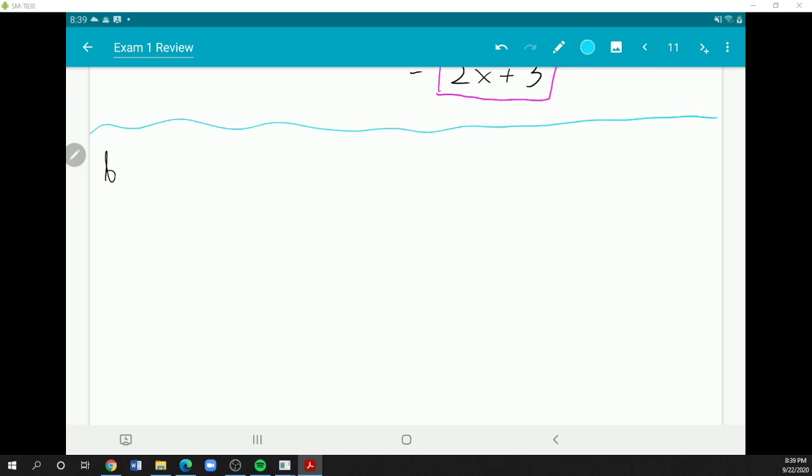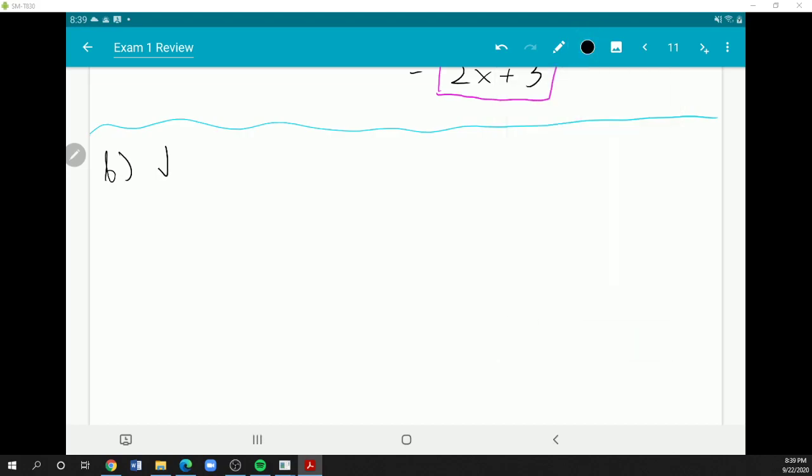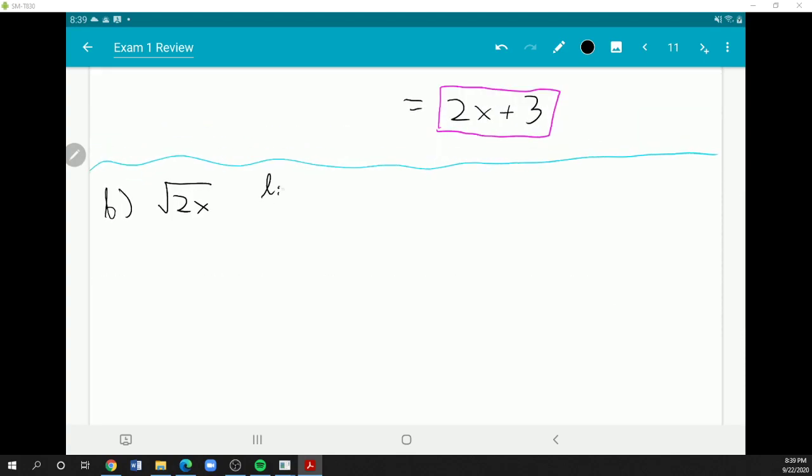So part B is square root of 2x. Again, you could use power rule to do this if you separated the square roots. Or you could use chain rule. But since we have to do it by the definition, we have to do it the not so fun way. So we have limit as h goes to 0 of f of x plus h minus f of x over h. That's the definition.